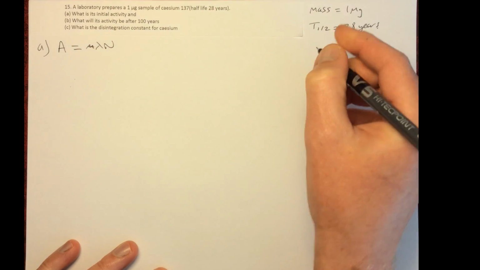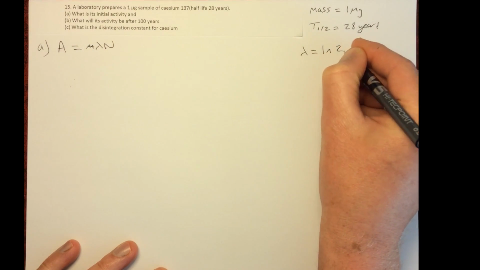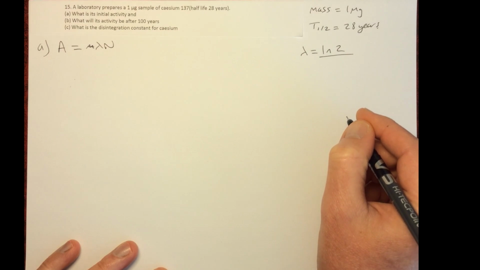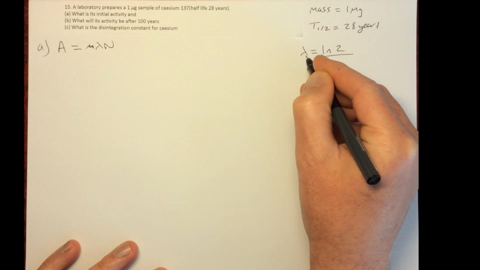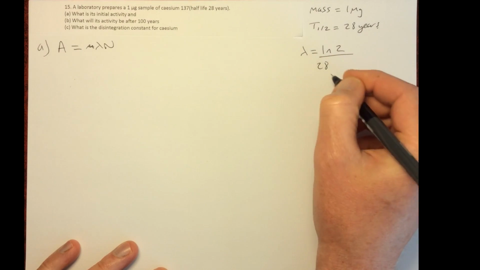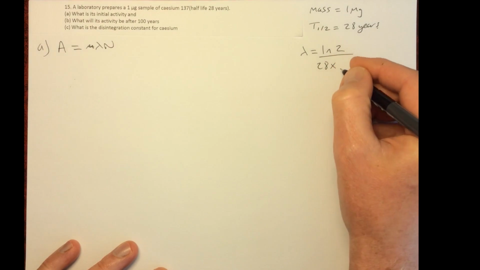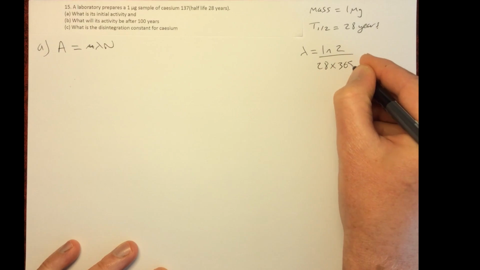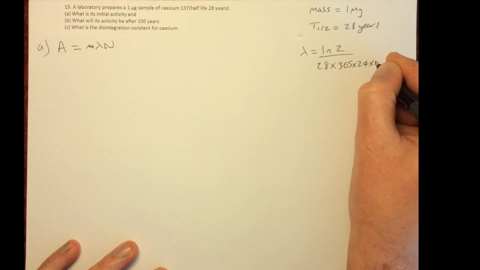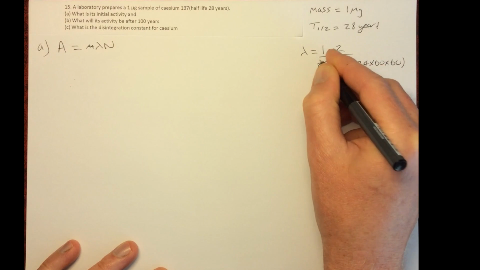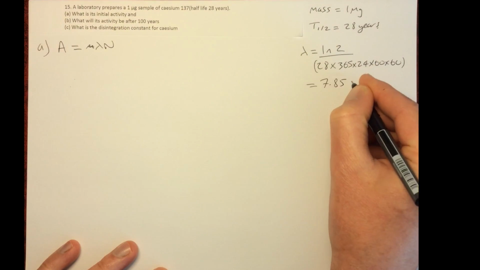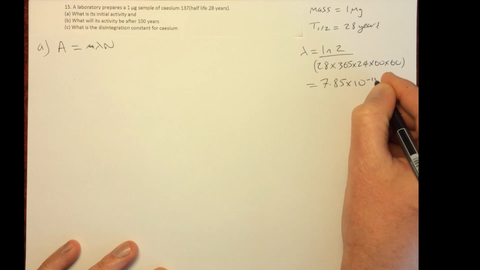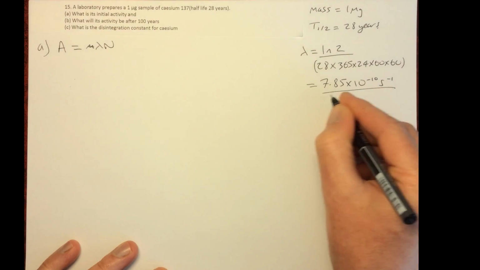The first thing to do is work out the decay constant, which is ln 2 over 28 years. I want to get this into per second rather than per year, so I've got to convert my years into seconds: 365 times 24 times 60 times 60. That gives me an answer of 7.85 times 10 to the minus 10 per second. So there's my decay constant.